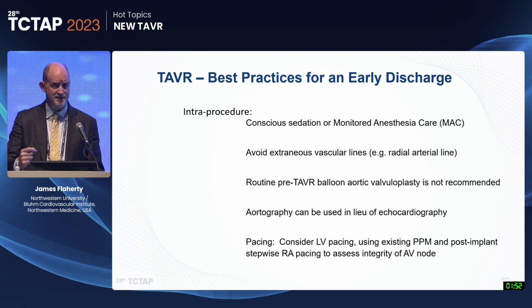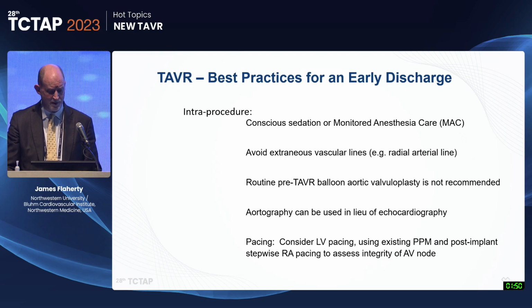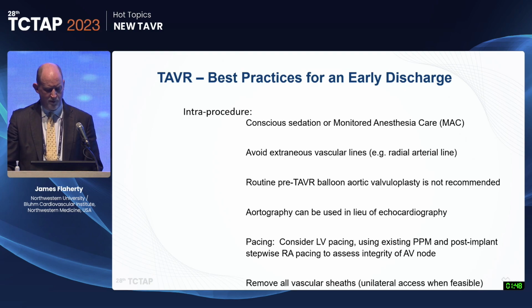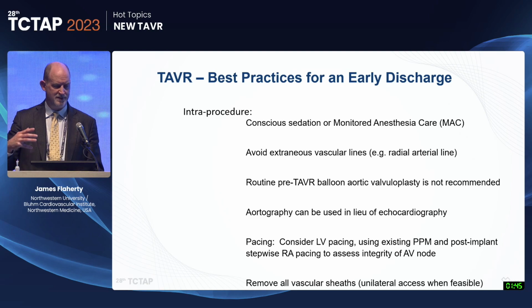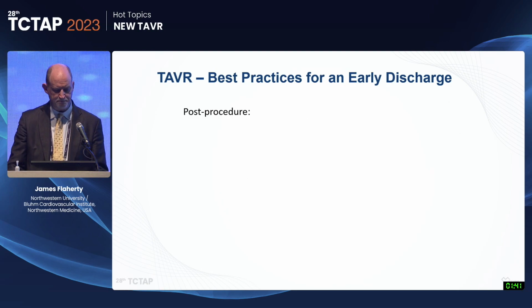You can do stepwise RA patient if you want to check out their risk of heart block after. And remove all the sheaths before they leave the room. This is really important to get them early ambulated. Get those sheaths out whenever you can.